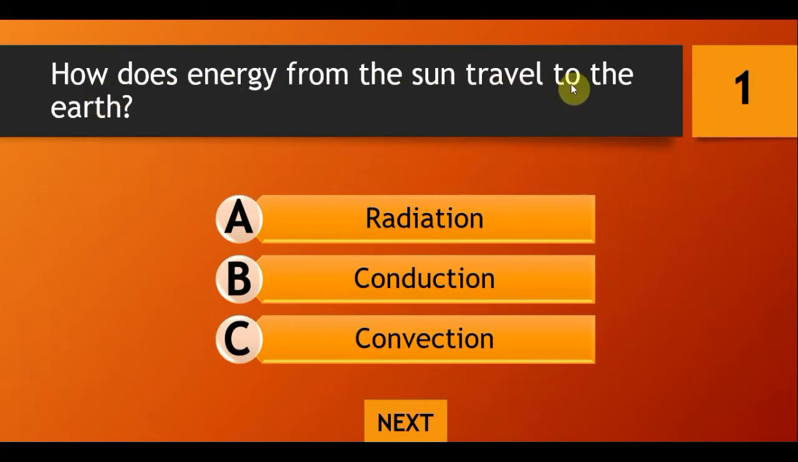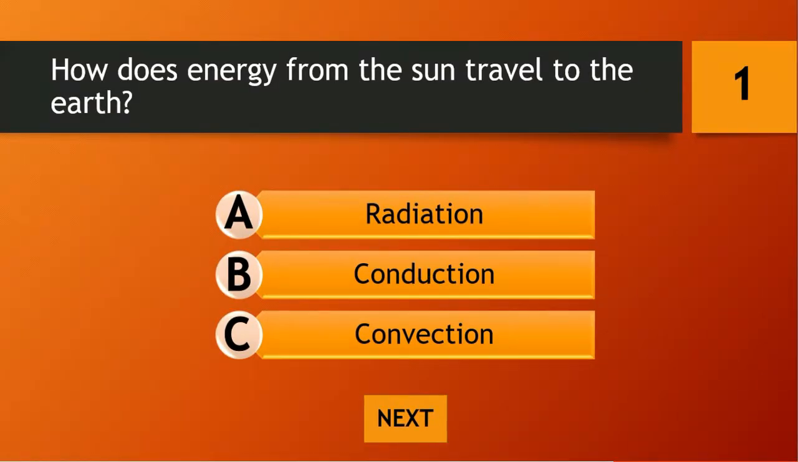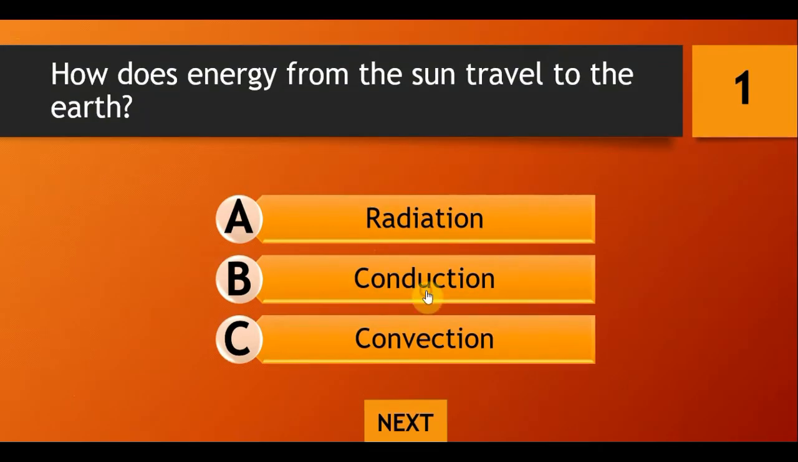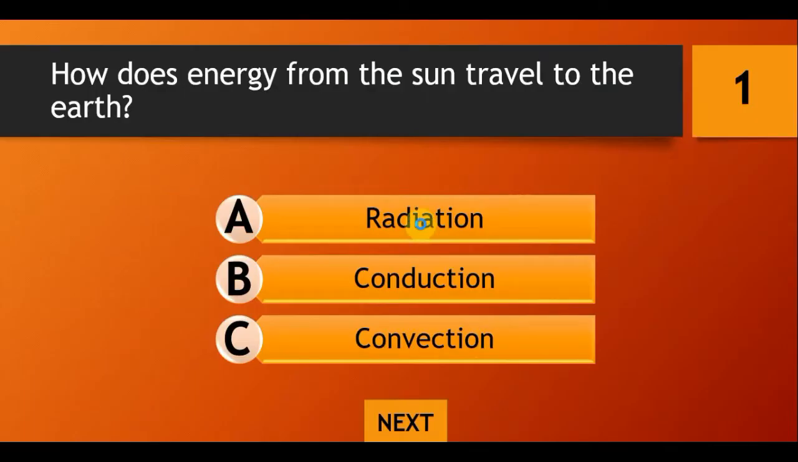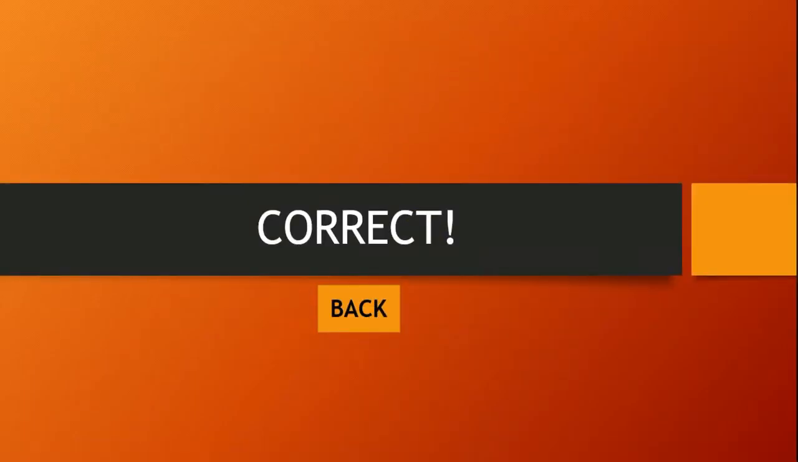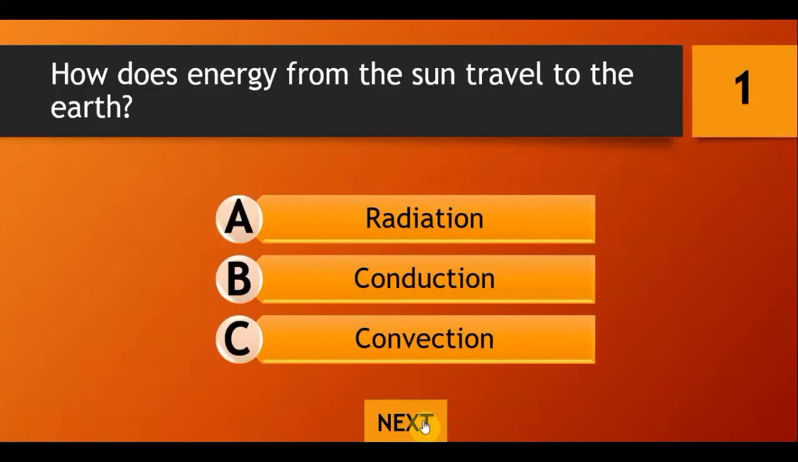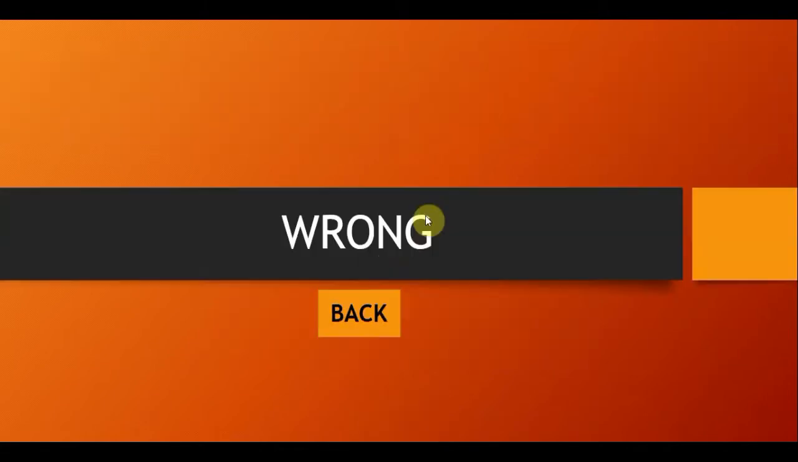Question number 1. How does energy from the sun travel to the earth? You have 3 choices: radiation, conduction, or convection. If you click conduction, it will say you are wrong. Click back to try again, and now you are correct. Radiation. Click back and click next to proceed to the next question.